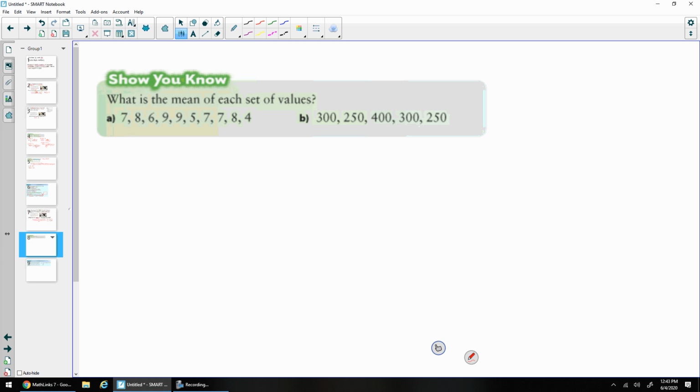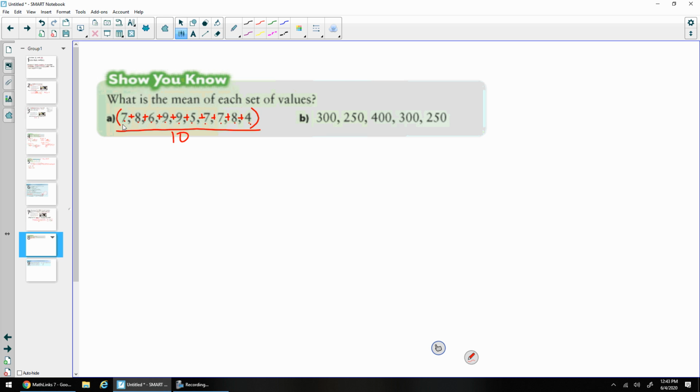Okay, so for example, what is the mean of each of these sets of values? So we have 7, 8, 6, 9, 9, 5, 7, 7, 8, 4. We add them together. Okay? So I'm going to go plus, plus, plus, plus, plus. Add these all together. And then whatever that answer is, that's why I'm just going to put this in brackets, I'm going to divide that answer by how many numbers we have. So we have 1, 2, 3, 4, 5, 6, 7, 8, 9, 10 again. So we're going to divide by 10.